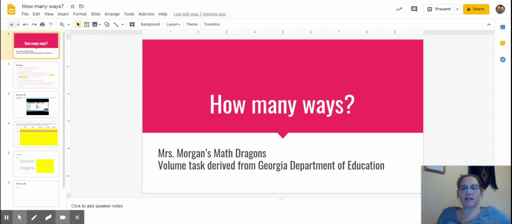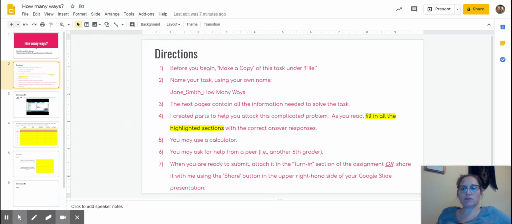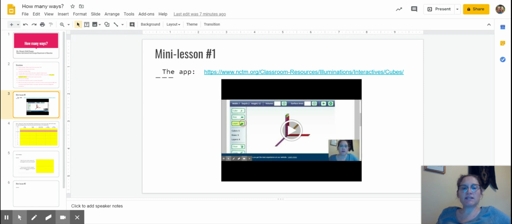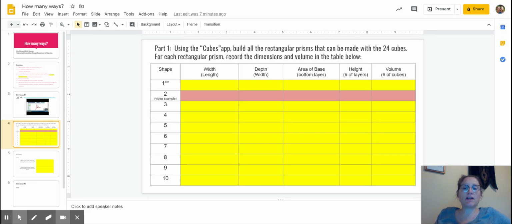So I'm in the Google Slides called How Many Ways, and the directions as usual. Mini lesson number 1 helped you know how to use the app in order to fill up a bunch of rectangular prisms using only 24 cubes. Then we were supposed to fill out all our possibilities in this chart. Technically, shape number 1, the most basic of the shapes, could not be created using the app, so that's a little bonus there. I put some stars by that.